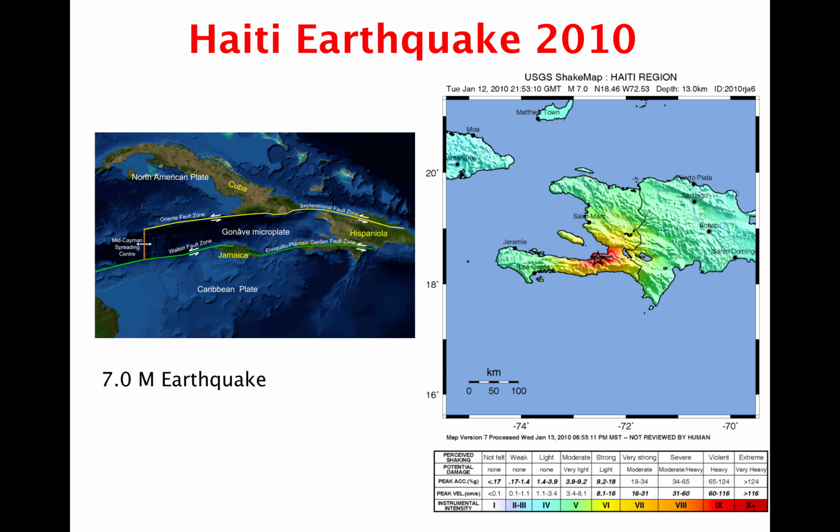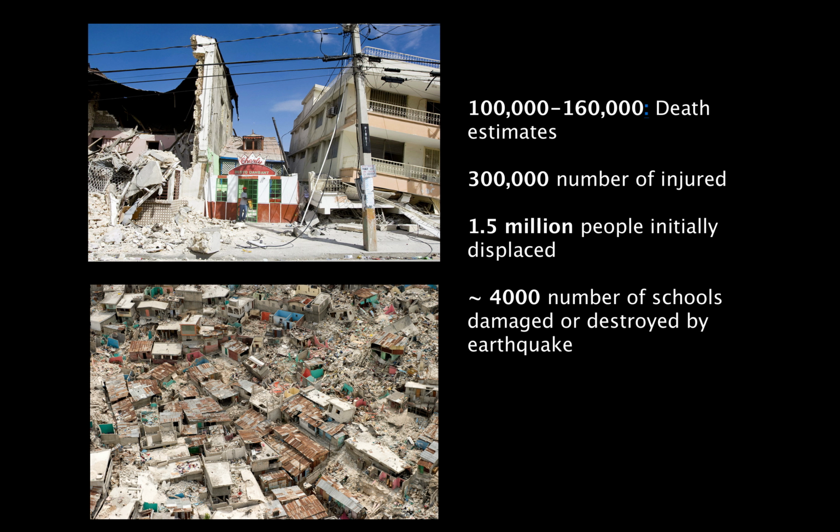The Haiti earthquake in 2010 is probably one of the most devastating earthquakes that has happened in the last 10 years. A magnitude 7 earthquake hit Haiti, but the damage was intense. Even up until today, we don't really know the estimate of the death. The estimate is about 100,000 to 160,000 dead, 300,000 injured, and millions of people displaced. As you can see, a lot of schools were damaged by the earthquake.